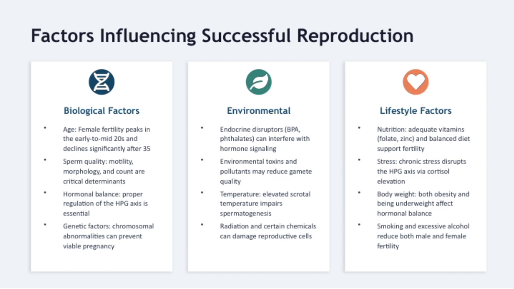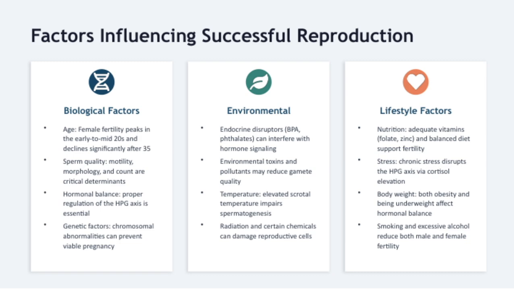Body weight also matters significantly. Both obesity and being underweight can upset hormonal balance, affecting fertility in men and women alike. Maintaining a healthy weight supports normal hormonal function and reproductive processes. Lifestyle choices such as smoking and excessive alcohol consumption are well known to impair fertility for both genders. They can damage reproductive cells and interfere with hormone regulation, so cutting back or quitting can make a big difference.